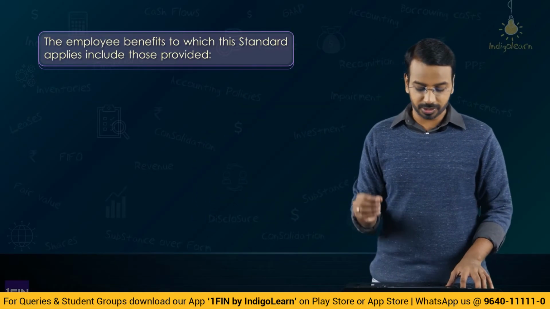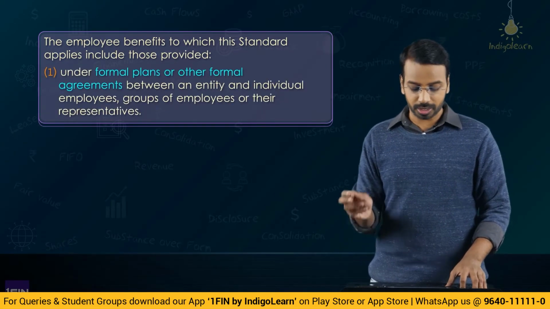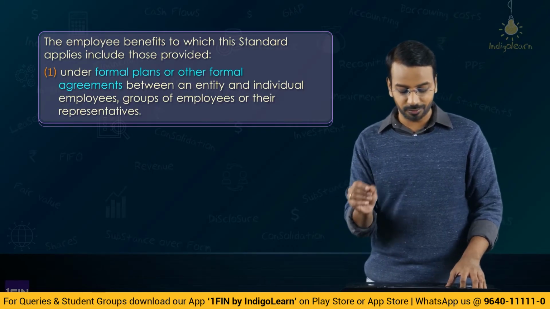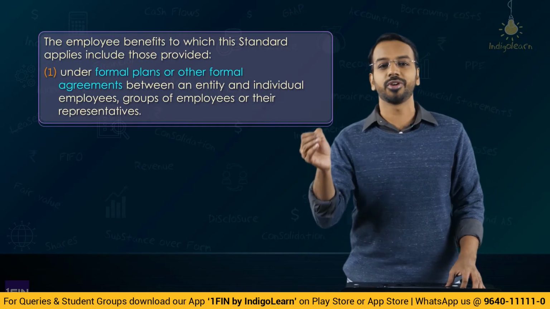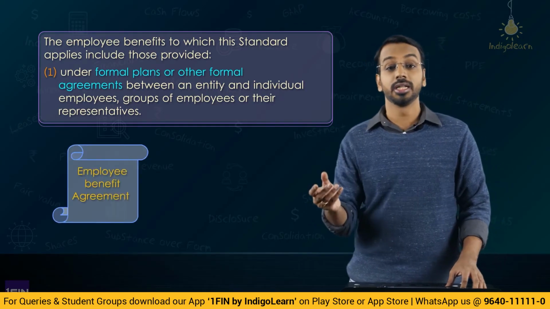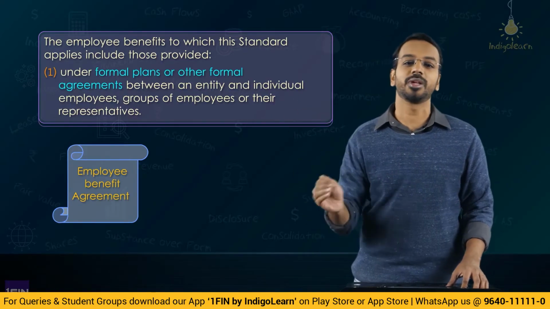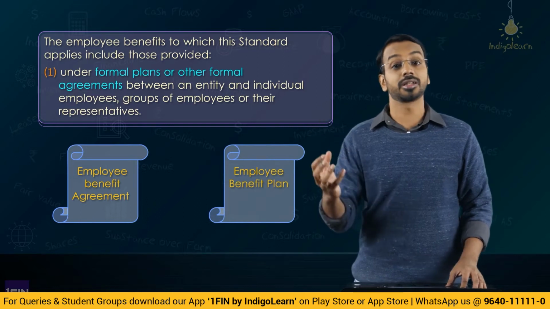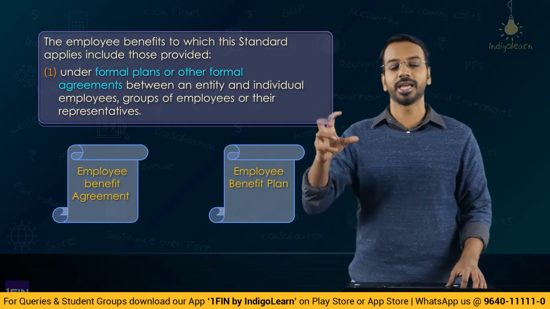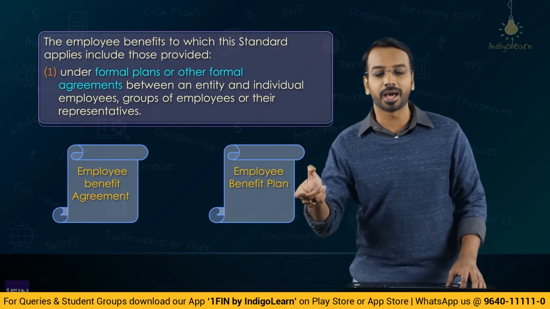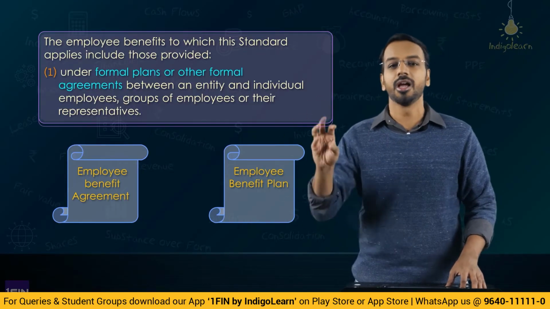So, the employee benefits to which this standard applies includes those provided under, first, formal plans or other formal agreements between an entity and individual employees or a group of employees or their representatives. So, what does this include? Formal agreement between employer and employee, that is covered. Or there is already a formal plan in place. There is no contract, but there is a plan in place which is formally documented by the company, that is included. Or sometimes there are negotiations between the company and, let us say, the unions of the employees, and based on that they agree to create a plan, even that is included, right? All of these are the formal category which is either created by the company or there is some form of formal agreement.